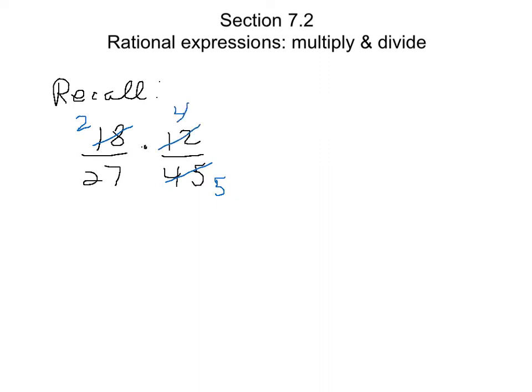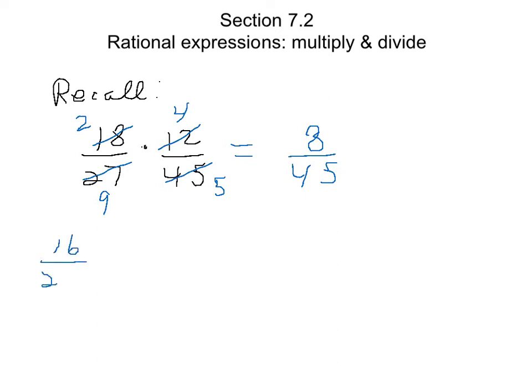So going back to rational numbers, if you remember, if we have something like 18 over 27, let's say, times 12 over 45, so we're multiplying here, we want to simplify. And so one of the things that we can look at is common factors. 9 goes into 18, 2. 9 goes into 45, 5. Let's see here. 3 goes into 12, 4. And 3 goes into 27, 9. And so this simplifies to 8 over 45. Right? Pretty simple.